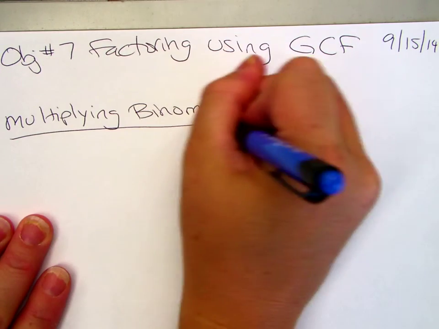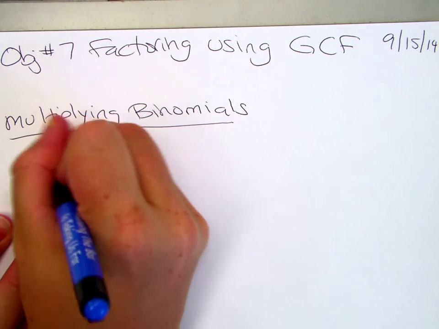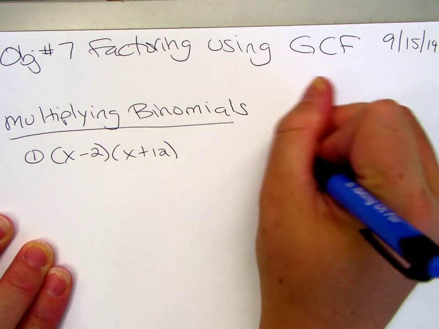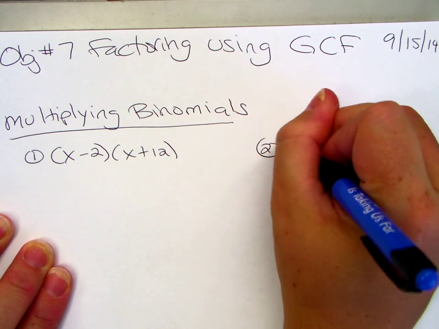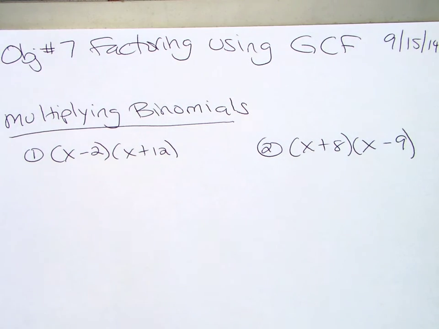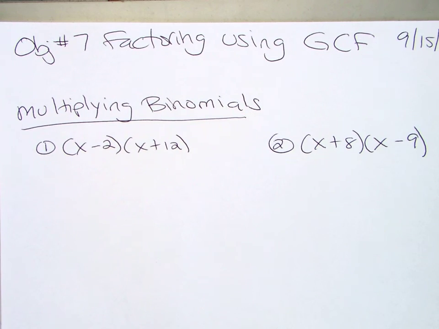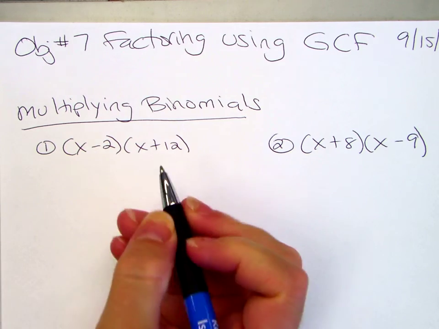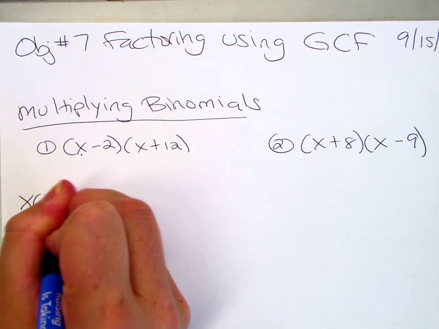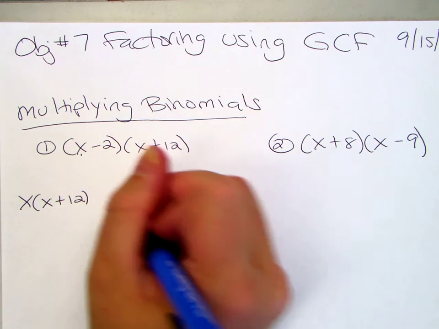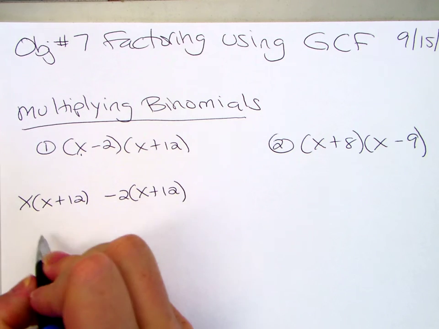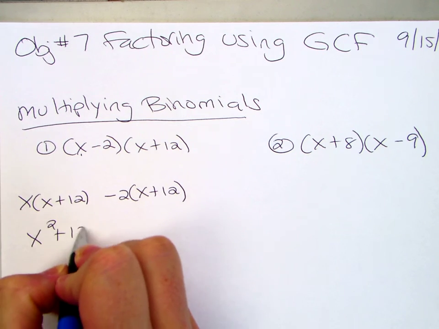Okay. So number 1, x minus 2 times x plus 12. Number 2, x plus 8 times x minus 9. So multiply those out as a quick review. All right, so remember, it's double distributing. This x has to multiply x plus 12, and that 2 has to multiply x plus 12. Distribute, you get x squared plus 12x.